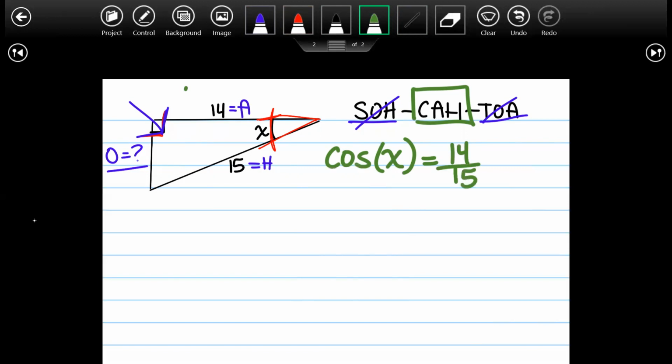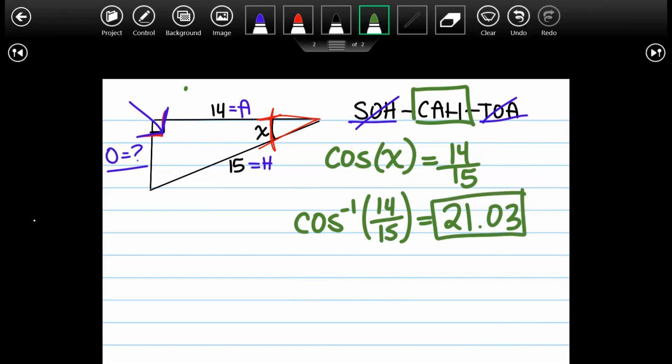Now, can we use cosine of x? No. That means we got to do the cosine inverse of the fraction, 14 over 15. How do we get there? We hit shift. And then we're going to get 21.039 something, but I just want you to copy what's there. You don't need to round. Do not round, my children.